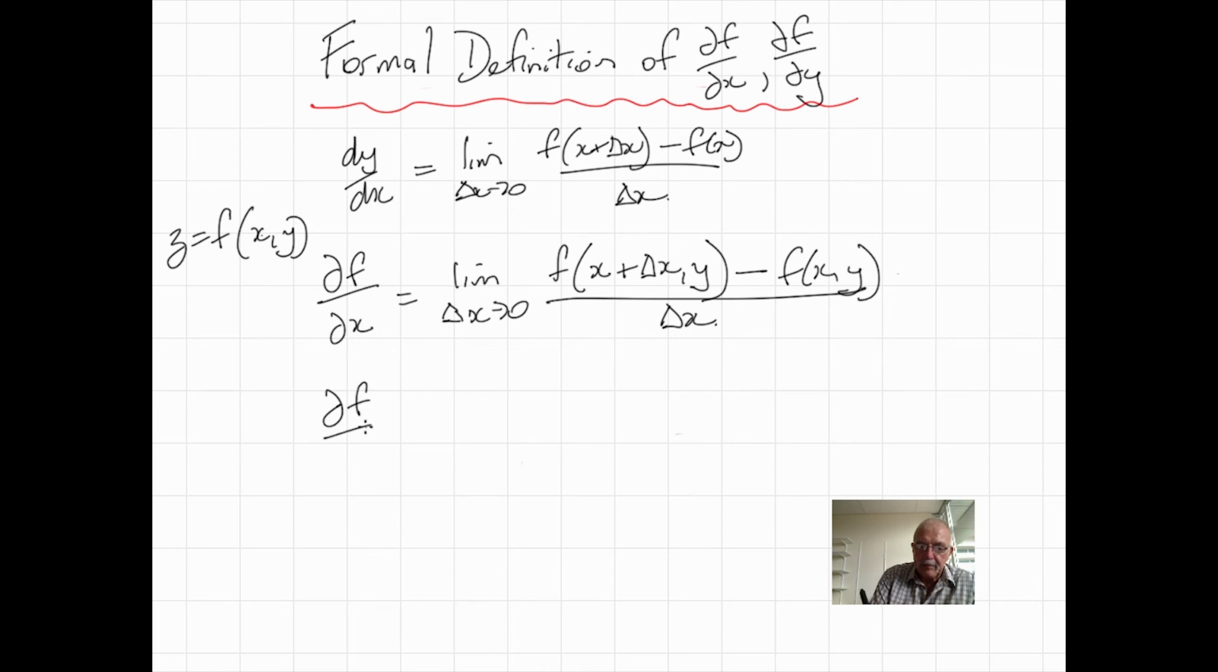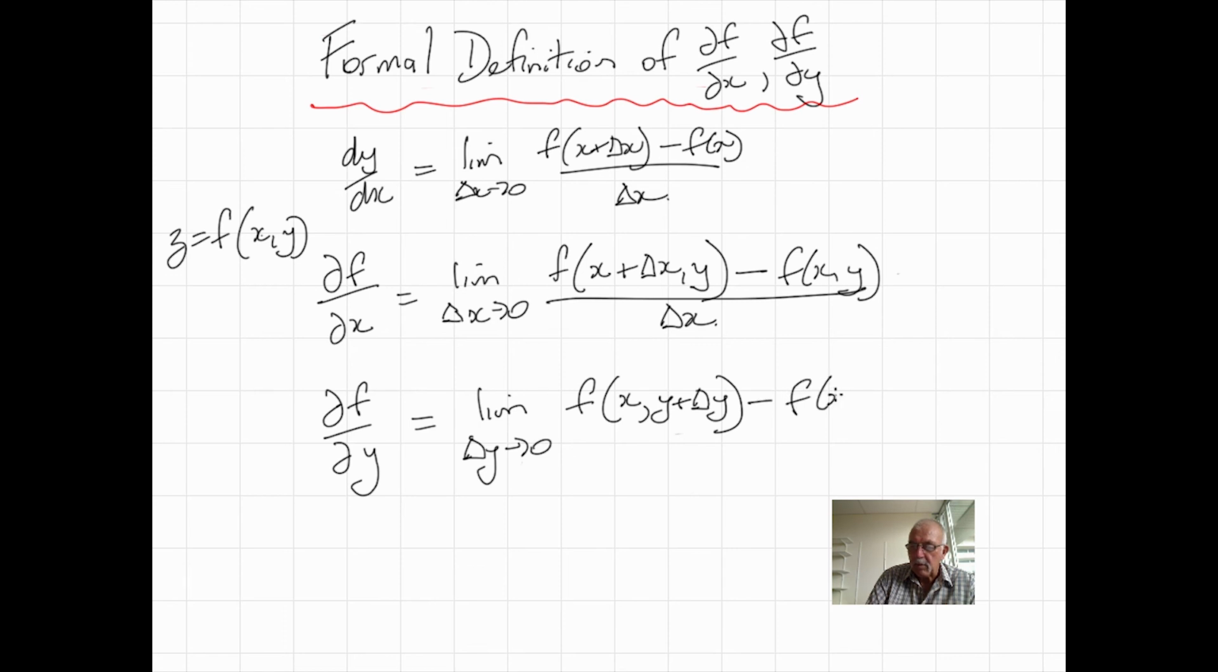and partial df dy is the limit as delta y approaches 0 of f. Now, if we're doing partial with respect to y, x stays constant. So this will be f of x comma y plus delta y, minus f of x, y, all over delta y.